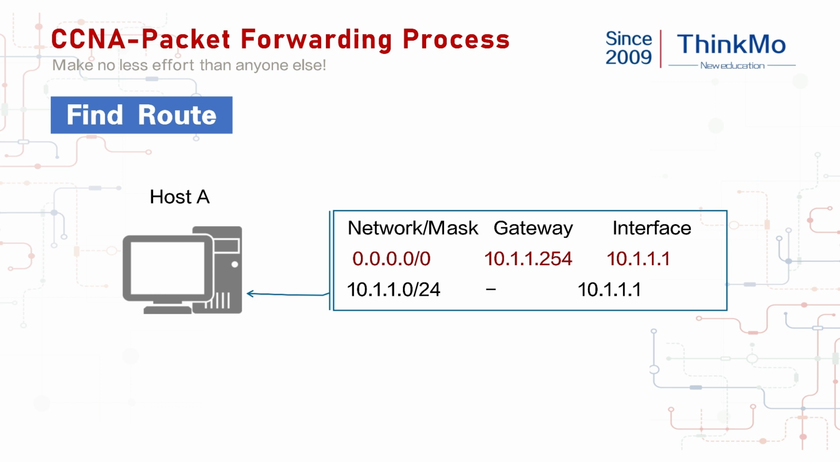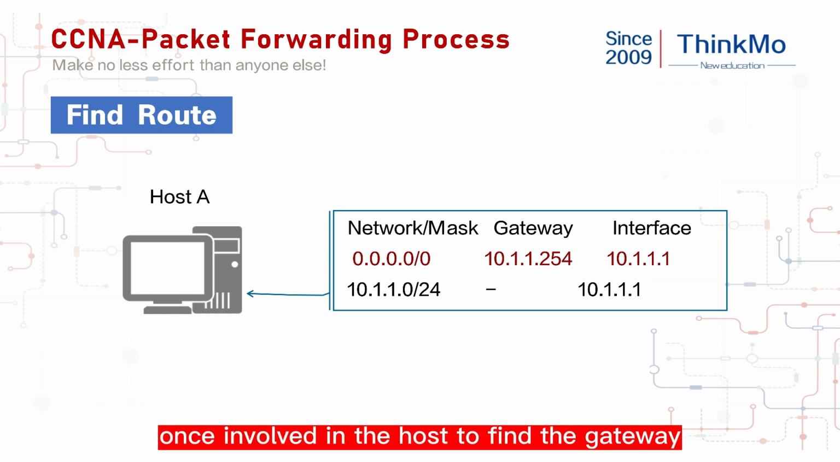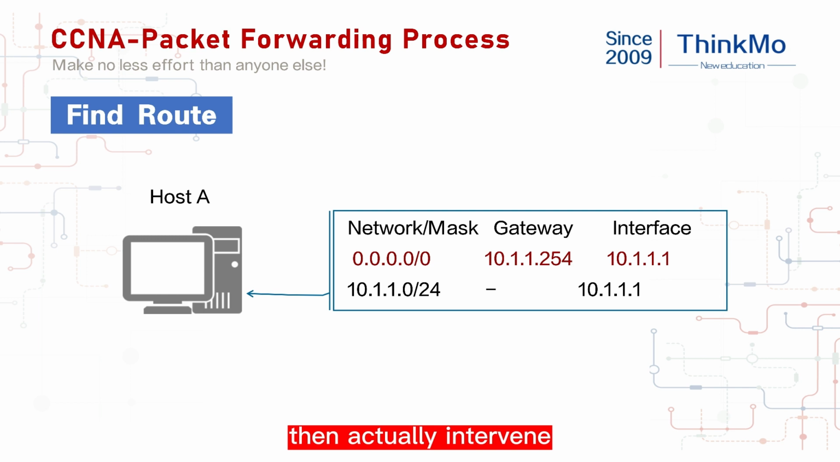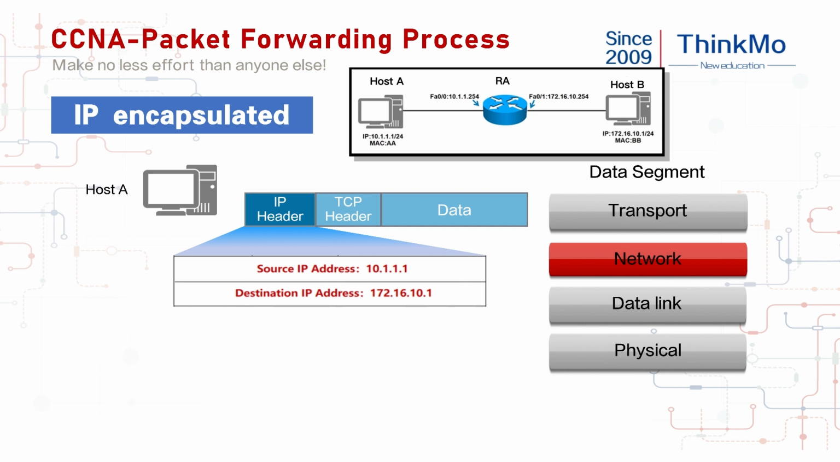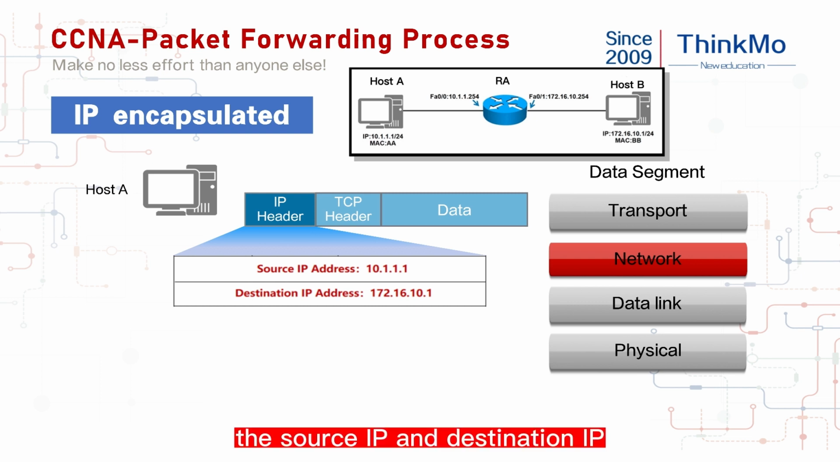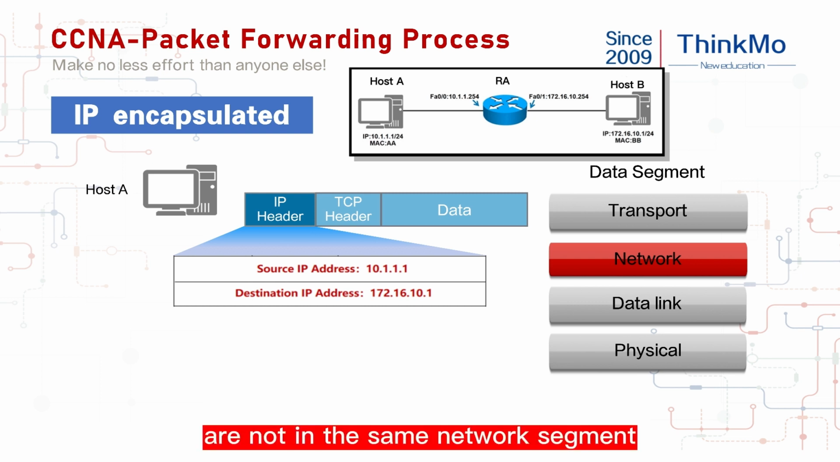Please pay attention. Once it involves the host finding the gateway, then actually the routing layer we are talking about today intervenes. That is, the IP is encapsulated, and it is found that the source IP and destination IP are not in the same network segment. The process of the host finding the gateway is in fact a routing process of the machine.